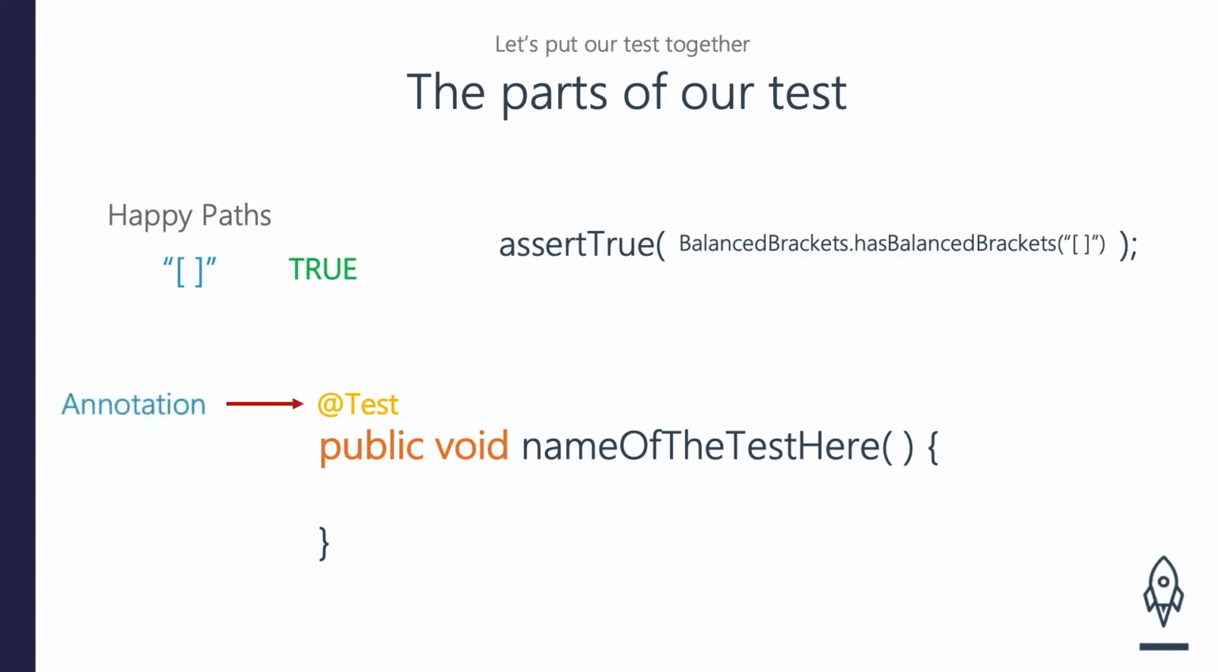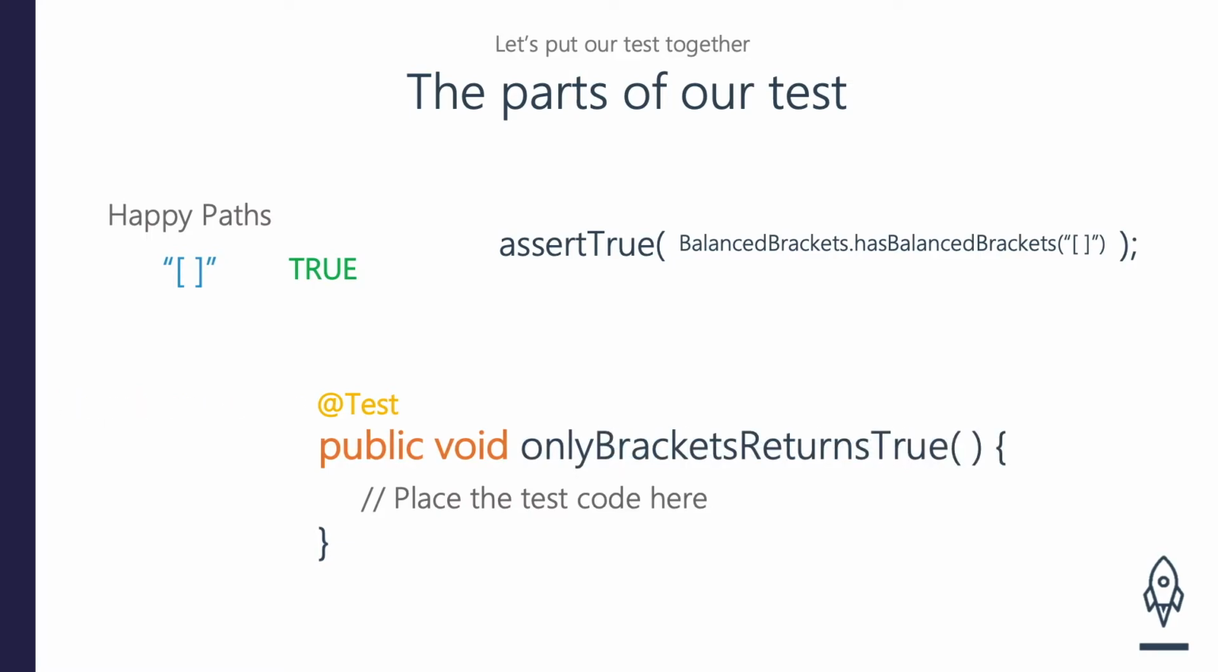We call this an annotation. We're annotating the method as a test. Once we do that, we place the test code inside of the method. Going one step further, to write the test for this first happy path we have, we would call it something like only brackets returns true. And then we would place that assert true inside of this method. This here is how we would write our first test.